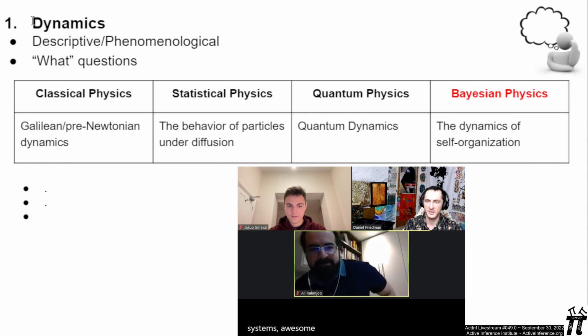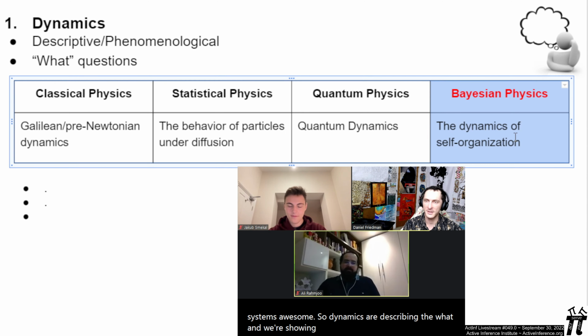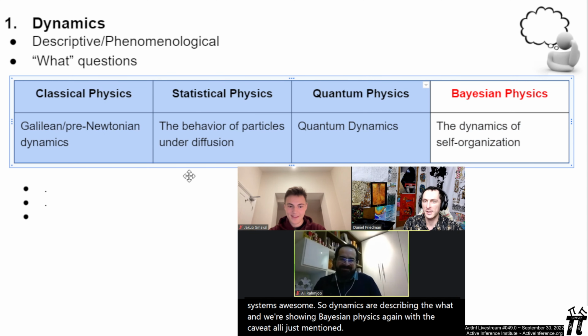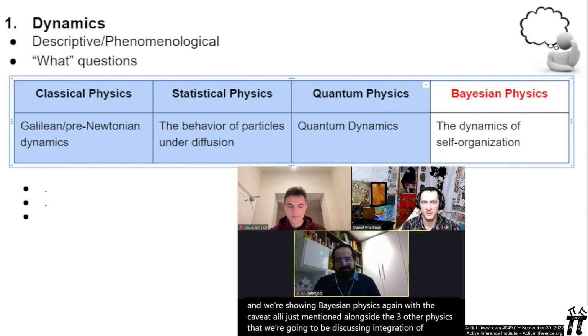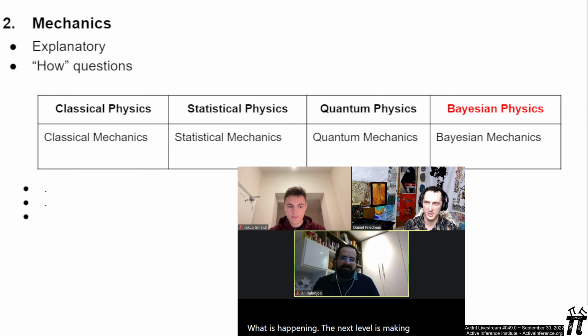Awesome. So dynamics are describing the what, and we're showing Bayesian physics, again with the caveat Ali just mentioned, alongside the three other physics that we're going to be discussing integration among. So dynamics are the what. That's how the billiards are moving on the table. What is happening? The next level is mechanics. So somebody else may describe mechanics.